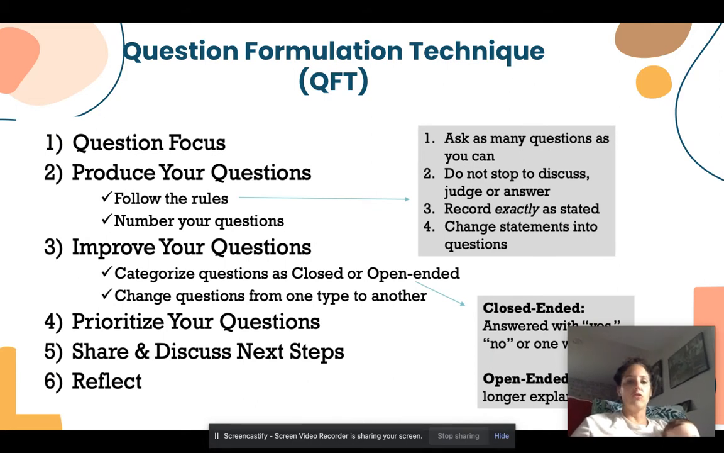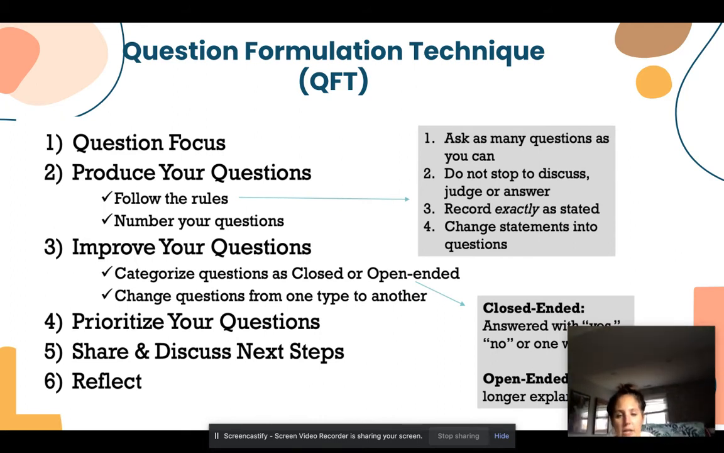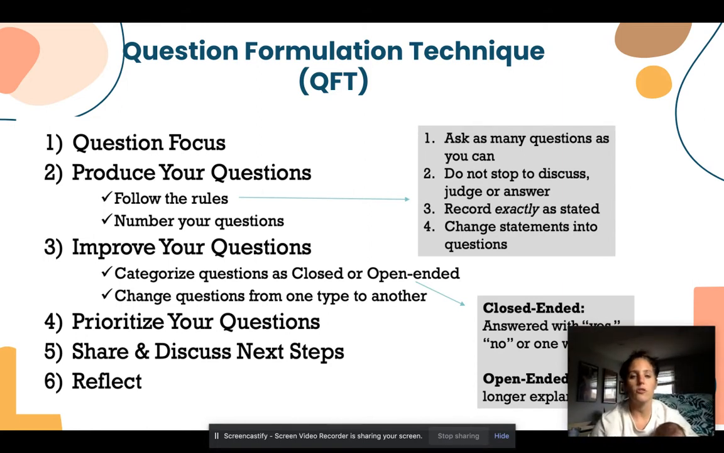So you're going to produce your own questions, but you're going to ask as many questions as you can. Don't stop to discuss them, record them exactly as stated, and change any statements that you make into questions. Once you've created those questions, what I want you to do is number them, okay?